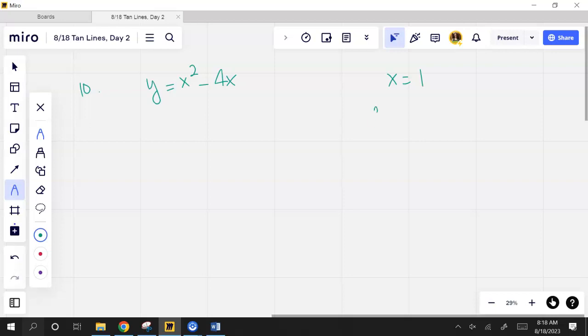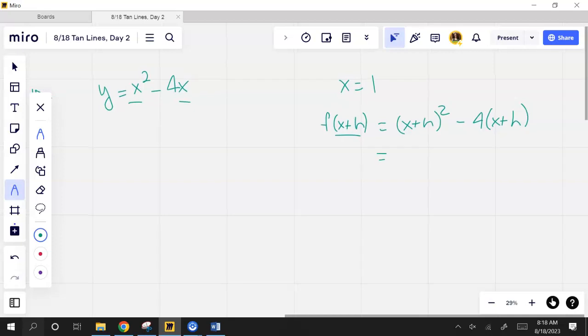For this one, so if I did f of x plus h here, is that what you're asking me? What would this be? It would be x plus h squared minus 4 times x plus h. Everywhere there's an x, I'm replacing it with x plus h. And if I wanted to go ahead and FOIL this out, x squared plus, together and doubled, 2xh plus h squared minus 4x minus 4h.